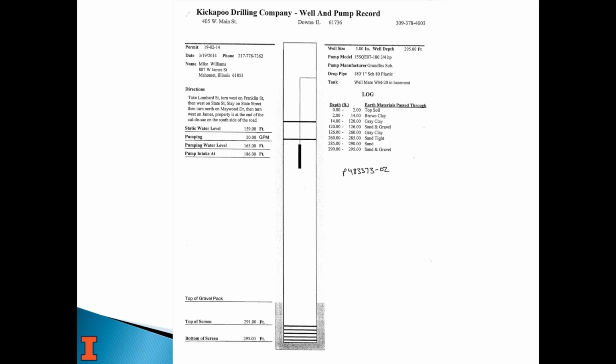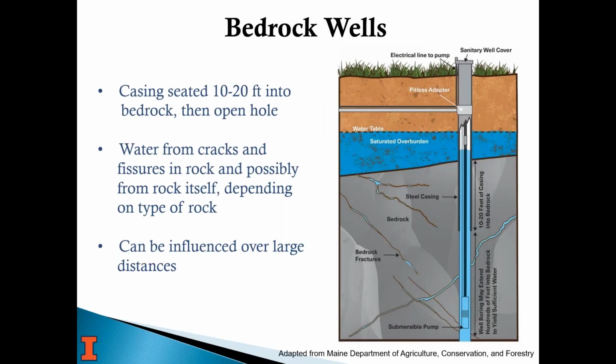And many, many years before my time, someone came up with the idea of calling our ID numbers for wells a P number. So this well is P483373, and this is page 2. That's what that means. So the other type of well besides a sand and gravel well is a bedrock well.